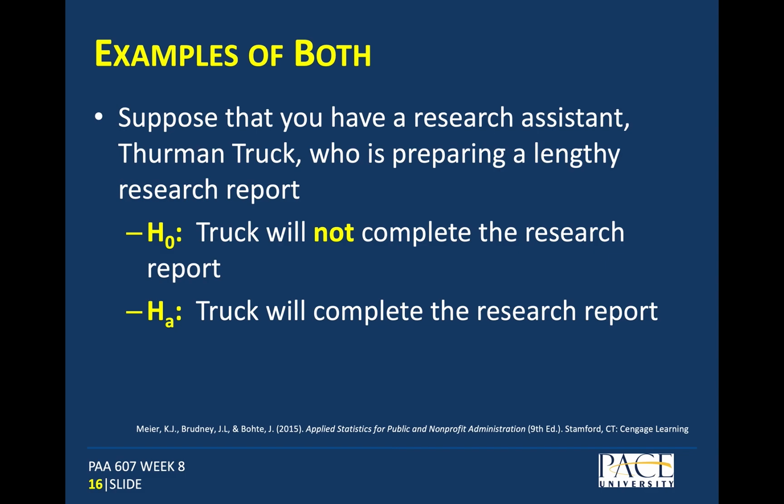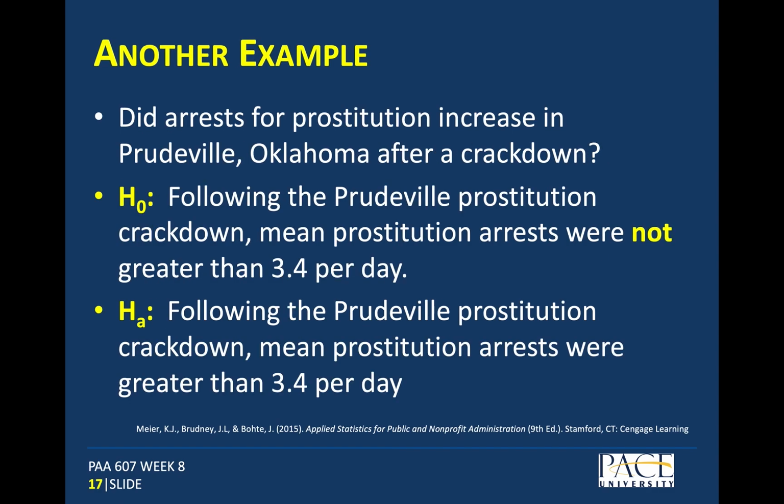So Thurman Truck will complete the research report. It's as simple as that. The null hypothesis is the nothing happening hypothesis. Alternative hypothesis is the opposite of the null. So let's go ahead and do another example.